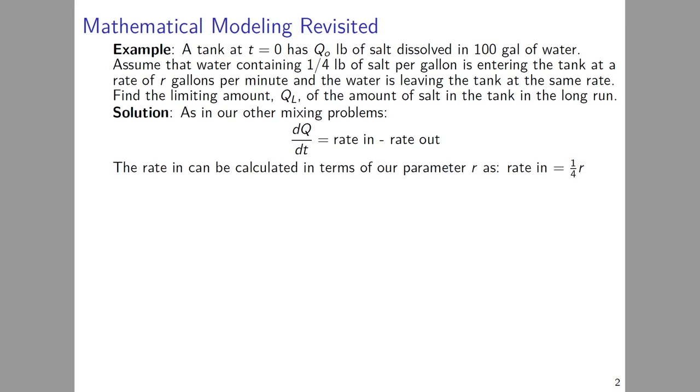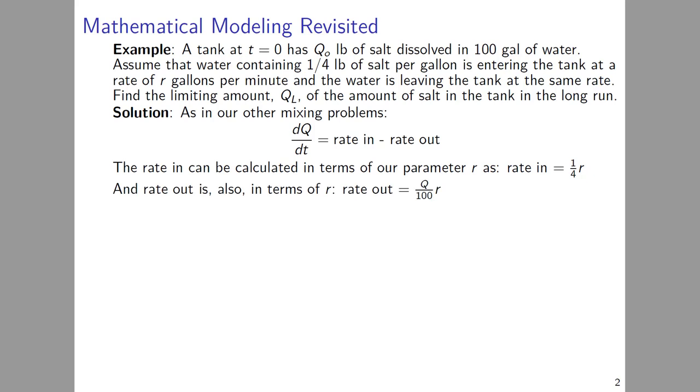The rate can be calculated in terms of our parameter R. The rate in is 1/4 times R. 1/4 is the concentration of salt in the water in pounds per gallon, and R is the rate at which the water comes in in gallons per minute. So this rate, 1/4 R, is in pounds per minute.